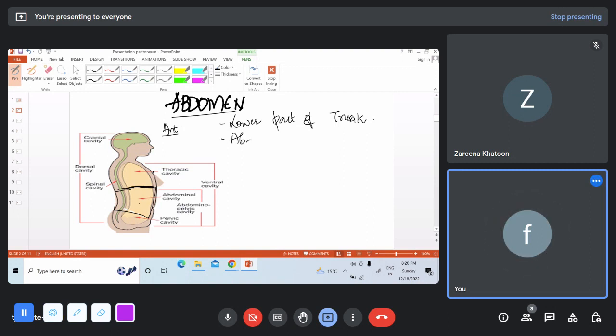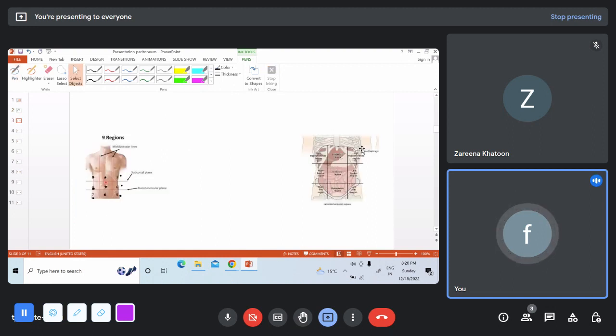So, abdominal cavity is the largest cavity, okay. Now, moving on to the next slide. The entire abdomen is divided into 9 quadrants.